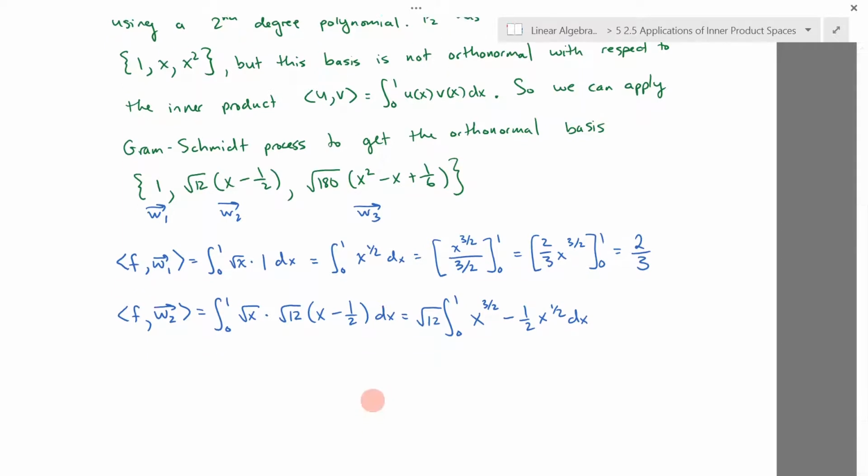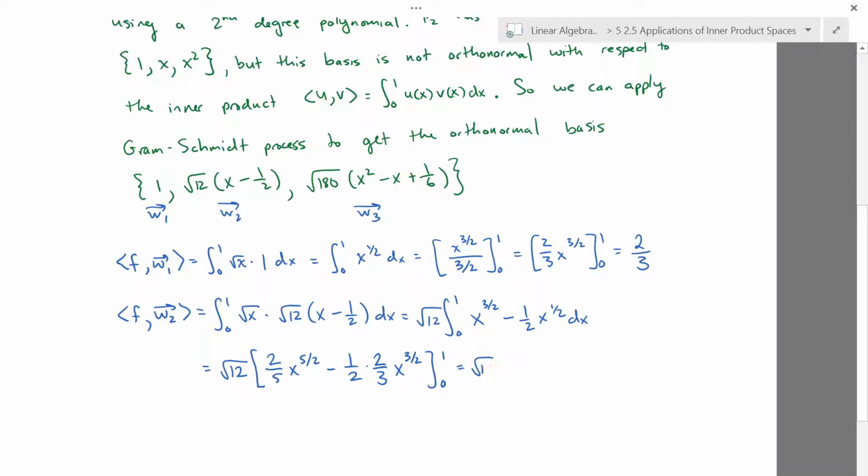And then now the antiderivative. The square root of 12 is outside. The antiderivative of x to the 3 halves is x to the 5 halves divided by 5 halves, but dividing by 5 halves is the same thing as multiplying by 2/5. So you get 2/5 x to the 5 halves, then minus 1/2, and again adding 1, you get 3 halves, and dividing by 3 halves is the same thing as multiplying by 2/3. So it's 2/3 x to the 3 halves, evaluated from 0 to 1.